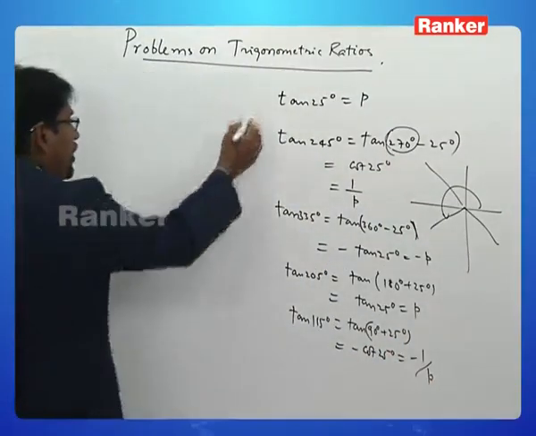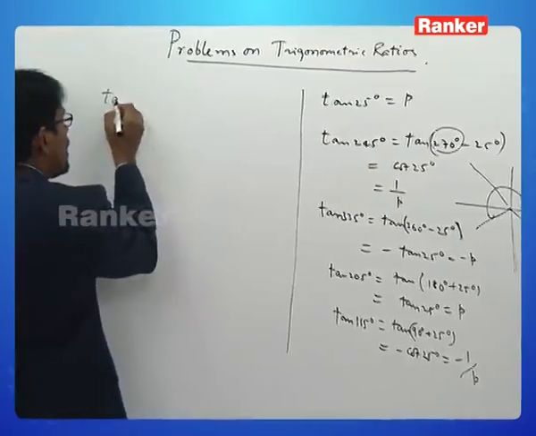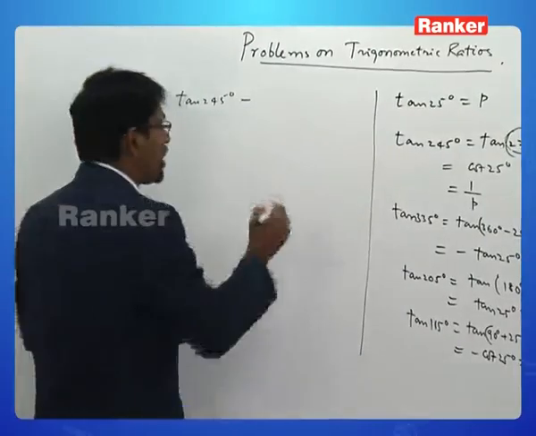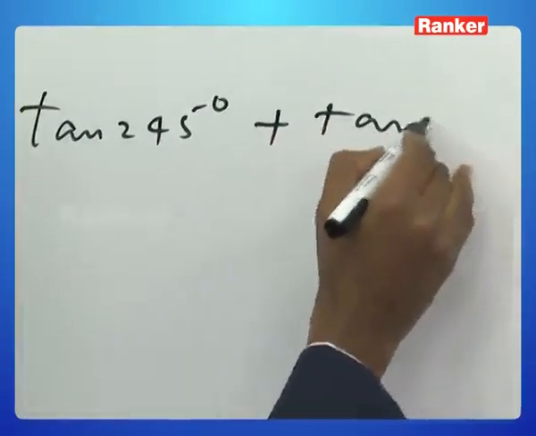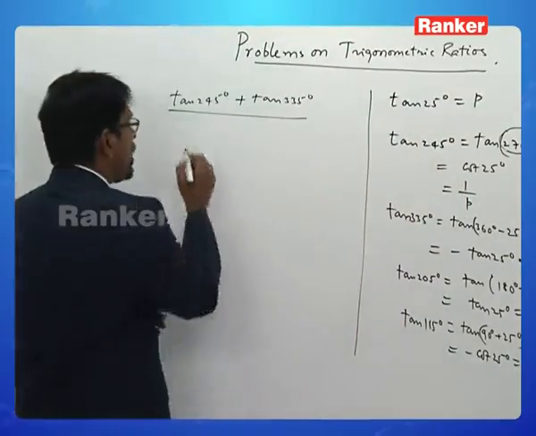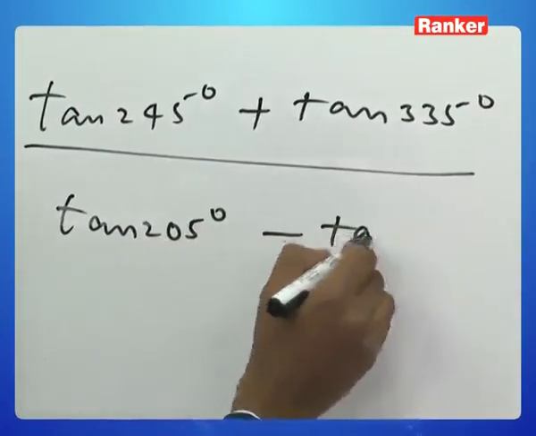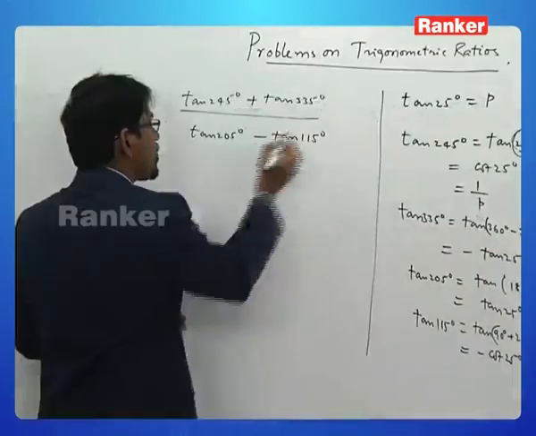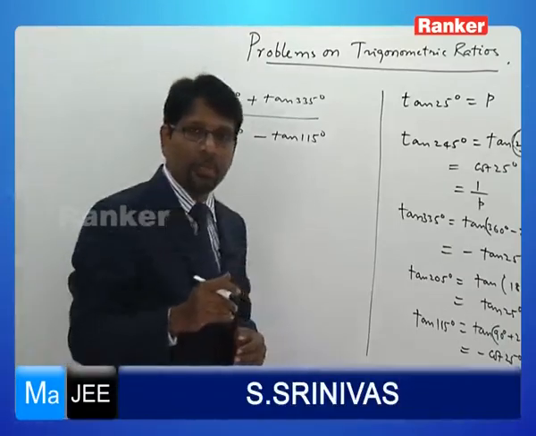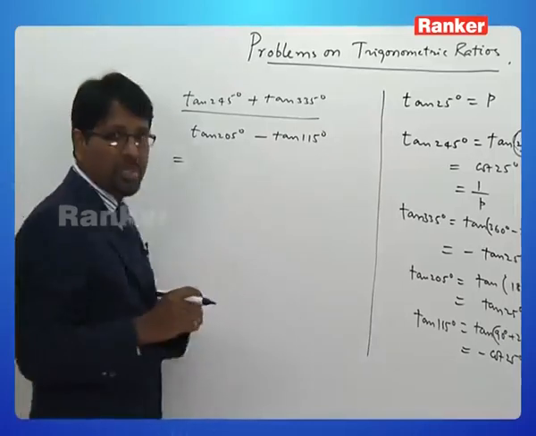Coming back to the problem, what we were asked was (tan 245 + tan 335) divided by (tan 205 - tan 115). This was what was asked. The options are all in terms of P. So let's plug in all the values that we have obtained.